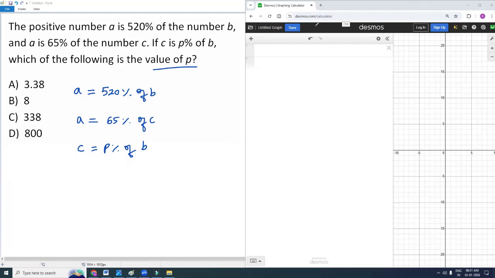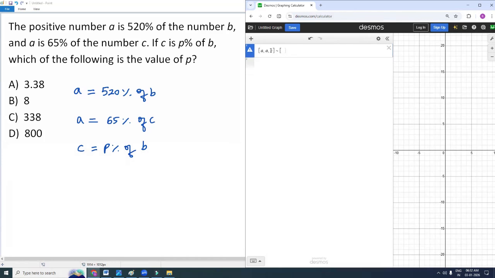Okay, let's go to the Desmos. Let me take the square bracket. Now inside the square bracket, I have to take the stuff we have on the left side of all the three equations separated by comma. Okay, the first equation we have A on the left side, A, comma. The second equation also we have A on the left side. The third equation we have C. Now close the square bracket, take tilde sign.